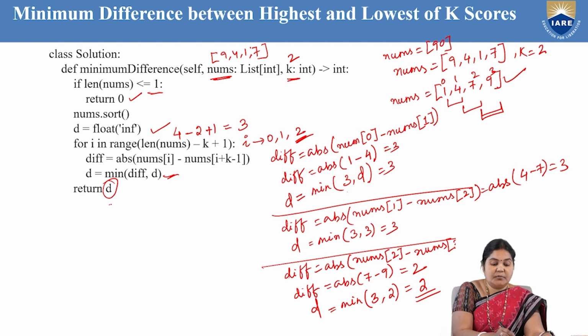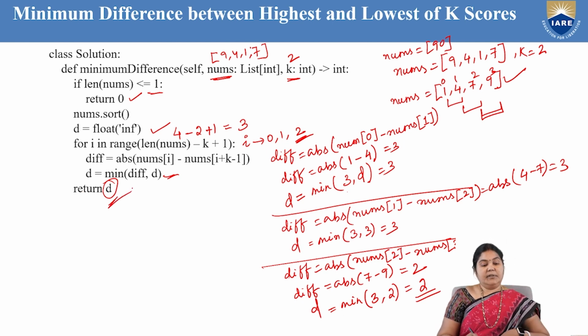So in this way we can solve. The answer will be 2. So the minimum difference between the highest and lowest k scores is 2.